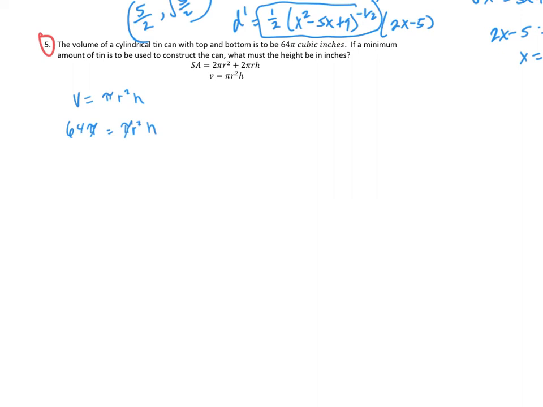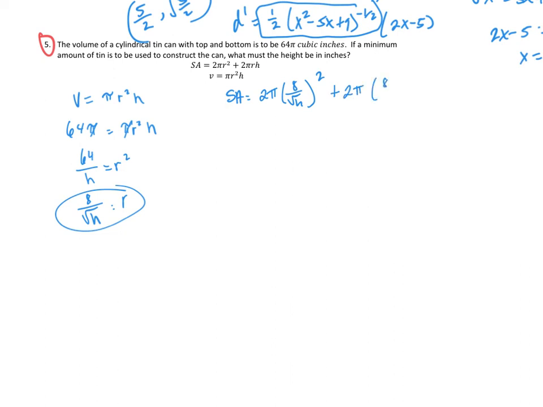So I want to solve this by dividing by h and then square rooting. So now I have this relationship that r is equal to 8 over root h. Okay. So I'm going to use this and I'm going to put it into my surface area formula. Everywhere there's an r, we put an 8 over root h in there. Okay. Now I clean it up. Before I derive, I clean it up.